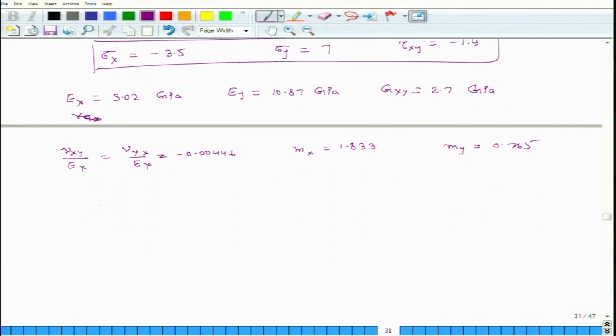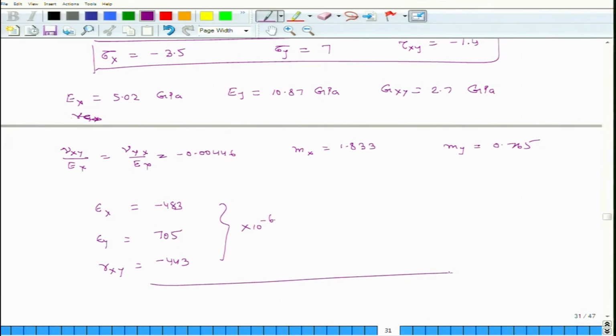So, these are the values we have calculated using the relations earlier, and now from this Ex, Ey, all these properties we can calculate epsilon x. So, epsilon x comes to be minus 483, epsilon y comes to 705, and gamma xy comes to minus 443, and all this times 10 to the power of minus 6 microstrains. So, this is how we do the computation, and I hope you will find these lectures very useful in terms of computing the strains if you know the stresses in an xy plane for a generally orthotropic plate.